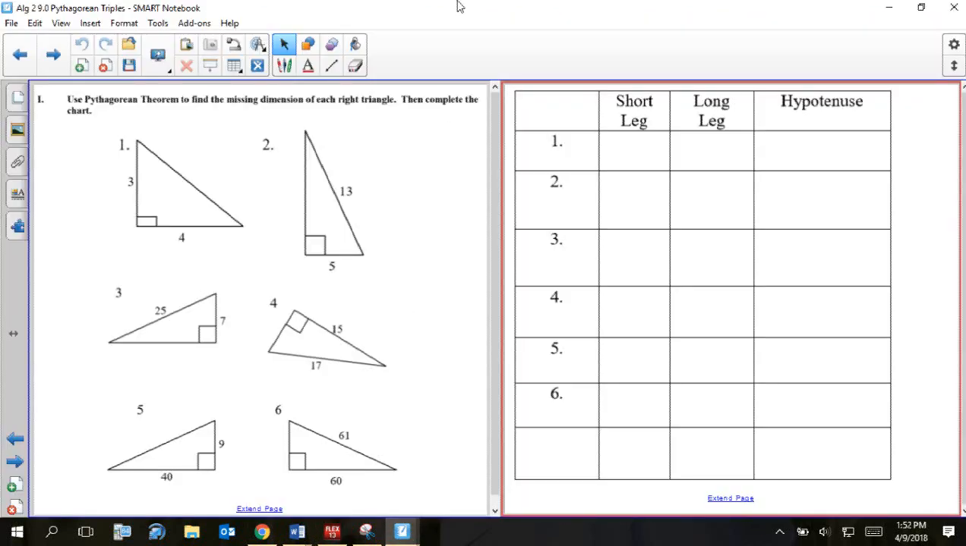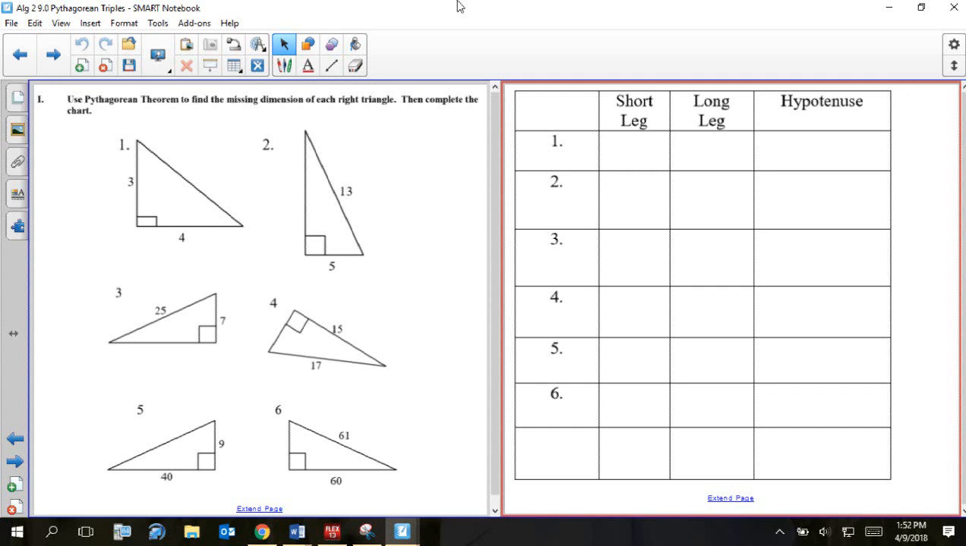So the first thing that we are doing is reviewing what triples are, Pythagorean triples. If you have some of these memorized, it's going to give you way less work in the future. So we're going to go over this so that you have way less work in the future. And I'm spending half of the day on this, so please, use that to your advantage.